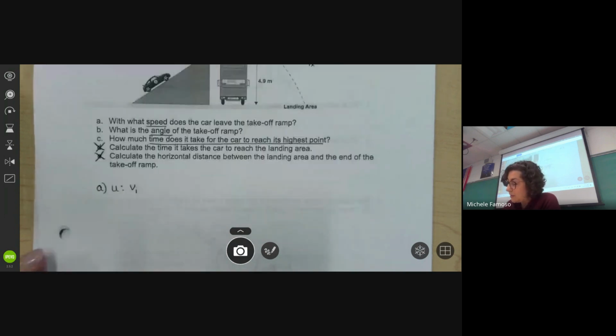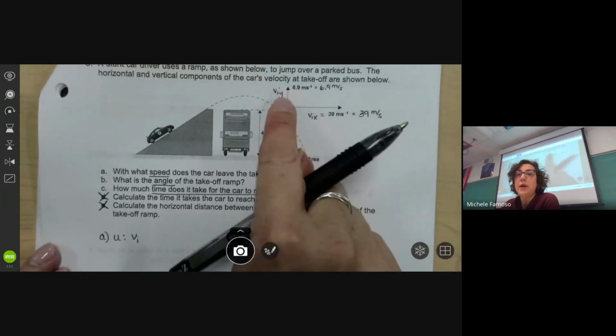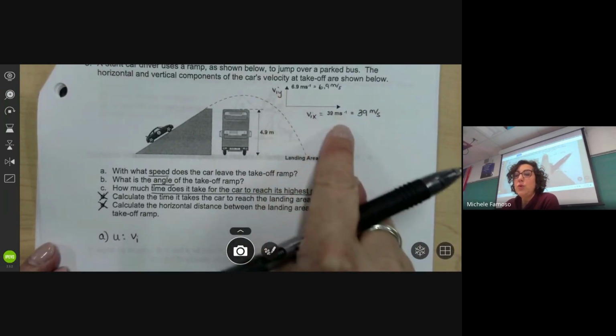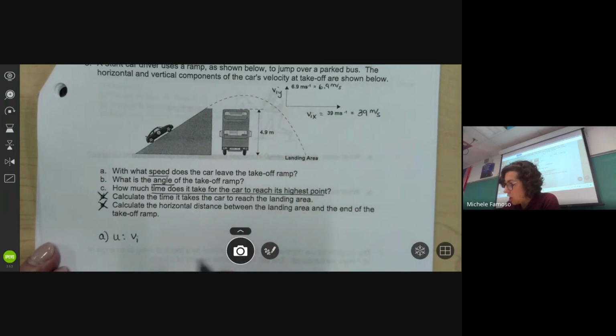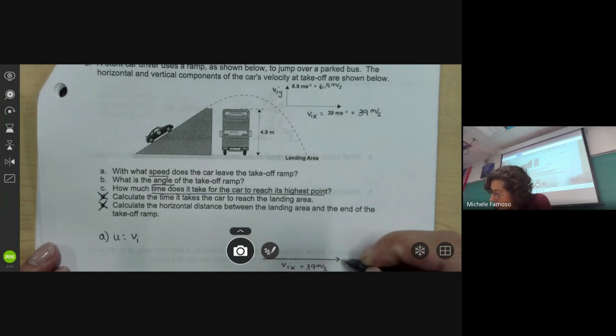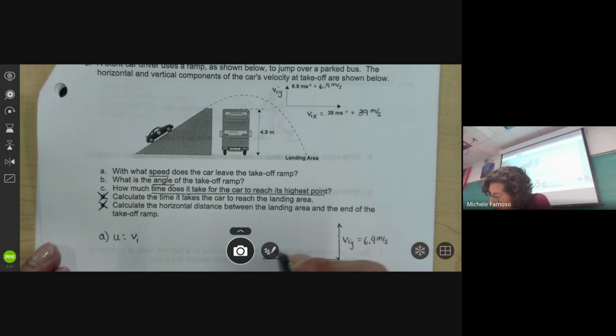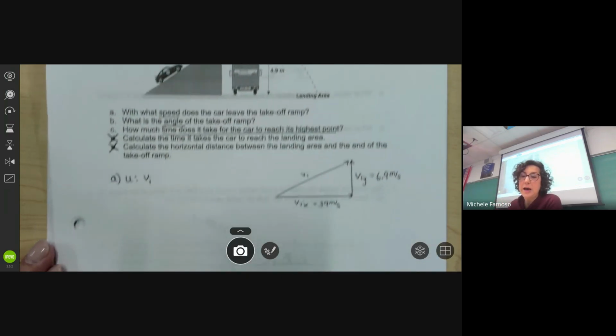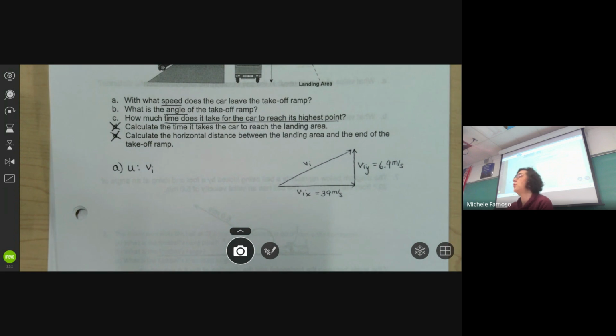Which means we should be thinking about the triangle that we can construct with these two arrows drawn head to tail. Let's do that. Here is the VI in the X, which is 39 meters per second. Here is our VI in the Y, which is 6.9 meters per second. We are looking right now for that VI, the hypotenuse of that triangle.